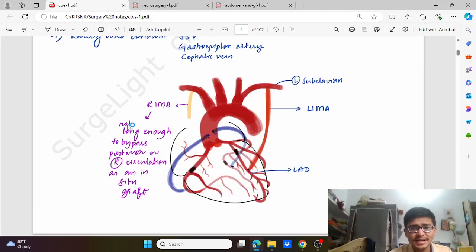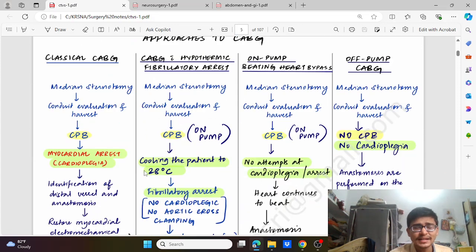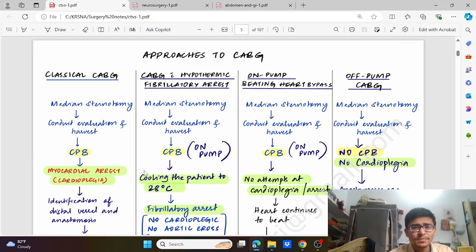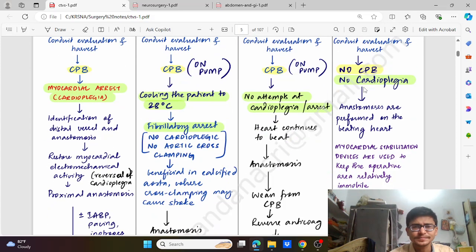So here is the diagram showing left subclavian giving rise to LIMA, and then it is being used to anastomose with the LAD, which is blocked, and RIMA, which is not long enough to reach the desired site. Then we'll go for the approaches. We have 4 approaches here. That is the classical CABG with hypothermic fibrillatory arrest, on pump beating heart bypass, and the off pump CABG.